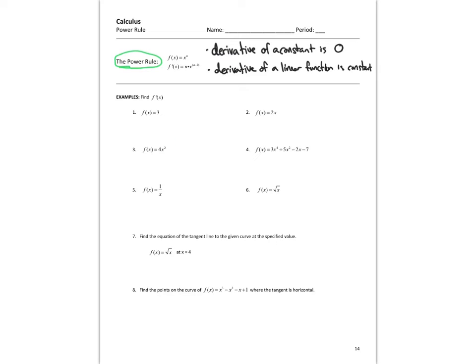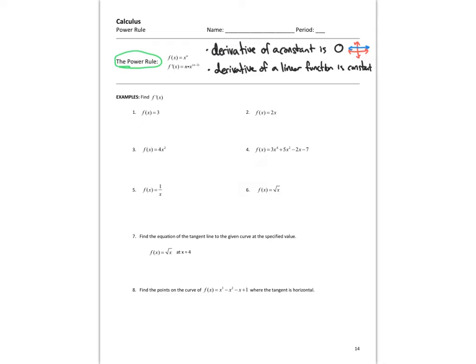A couple little facts that this leads to is that the derivative of a constant is just 0. And that should make sense if you think about what the graph of a constant looks like. If I have a little xy axis here, and I graph a constant function, it's horizontal, and the slope of a horizontal line is 0. So the derivative of a constant function is 0.